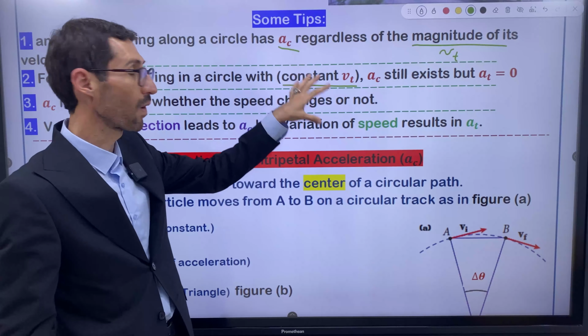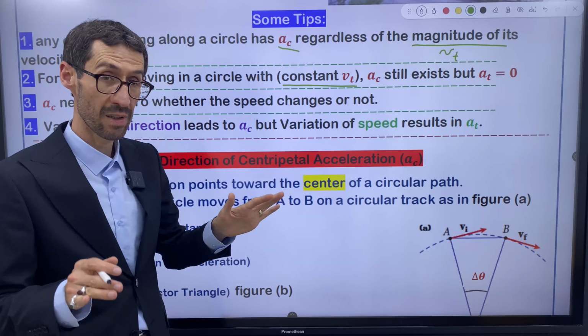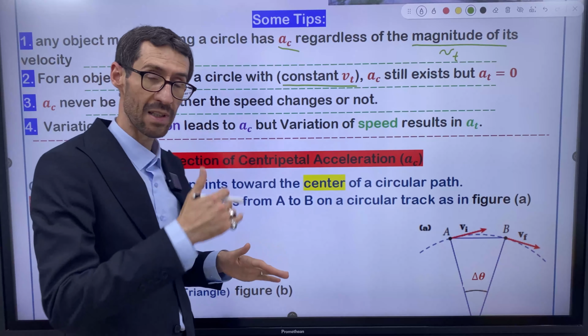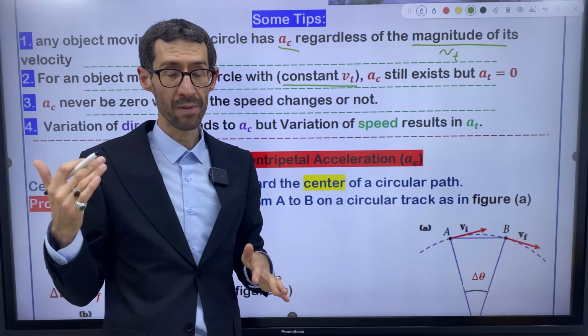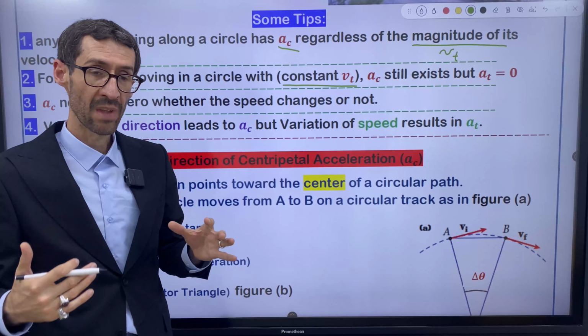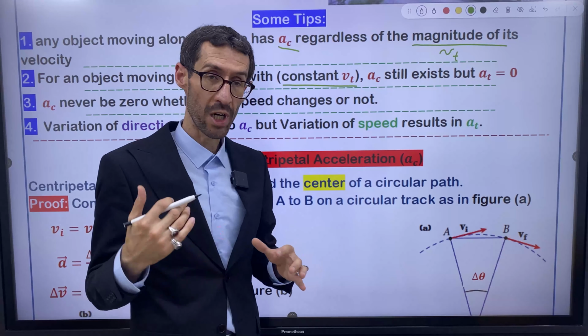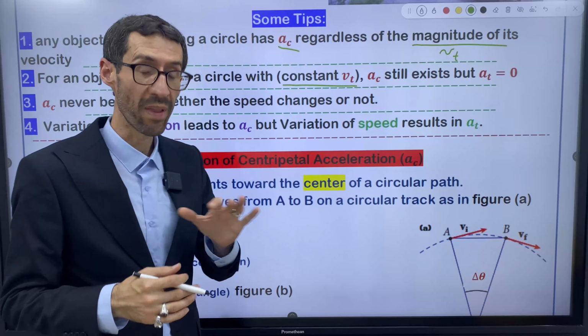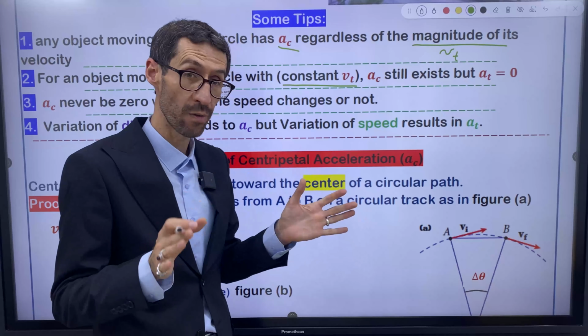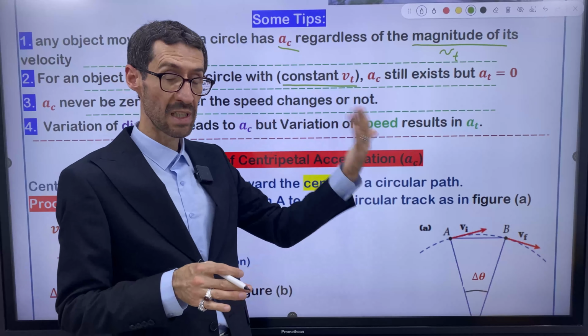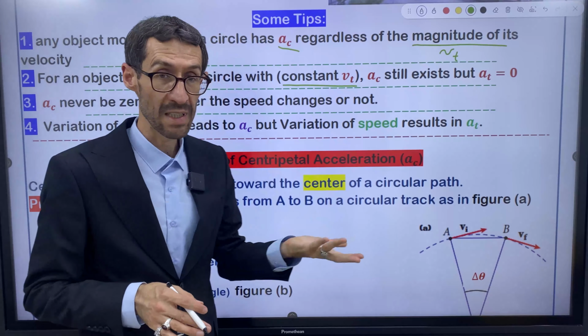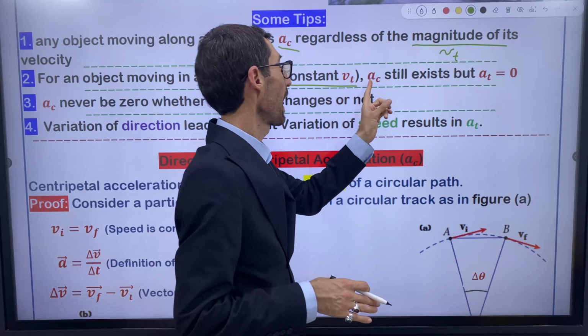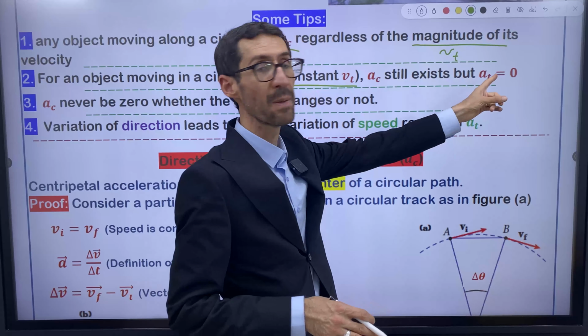So the magnitude of velocity does not change, right? The car circles the square, or any object orbits the circular track at the same rate without changing the magnitude of velocity, without increasing its velocity, without decreasing its velocity. AC still exists, but AT becomes zero.